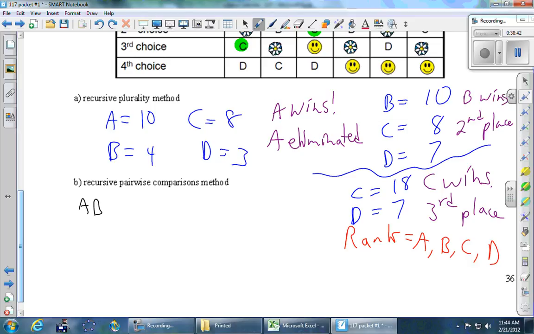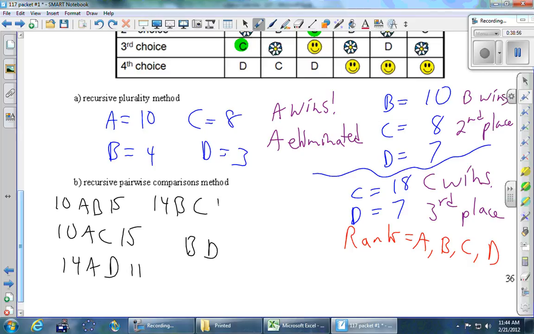We did it. Okay, so AB was 10 to 15 and AC was also 10 to 15. And then AD 14 to 11 and then BC and BD and then poor D 18 to 7. Okay, so we did all the work already for that one. That was all the head-to-heads.